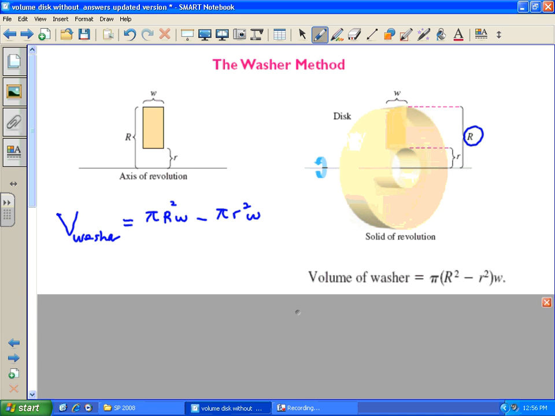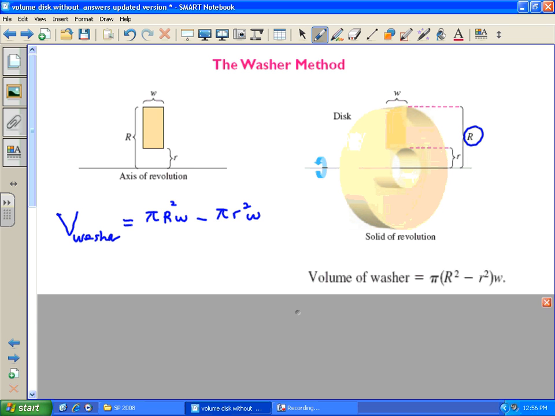So if we factor out pi times W from both of those two terms, we're going to end up with what I have here on the right-hand side, which is pi times big R squared minus little r squared times W. So that gives you the volume of the washer. Yes, question? If I put the W next to the pi, that doesn't matter at all because multiplication is commutative. Exactly. Okay, so we've done it for one washer.